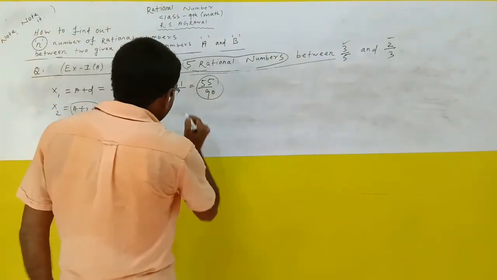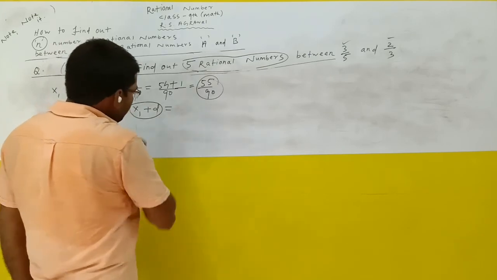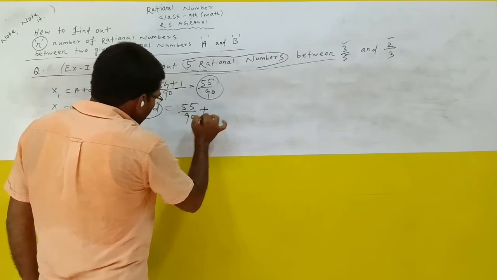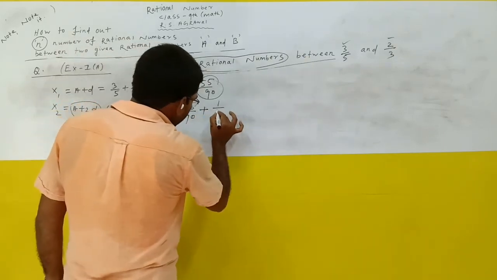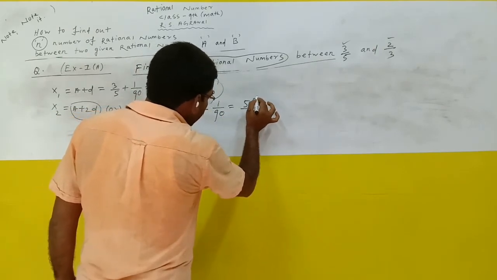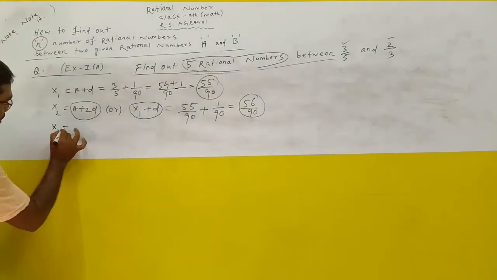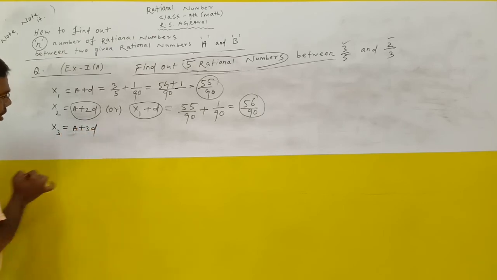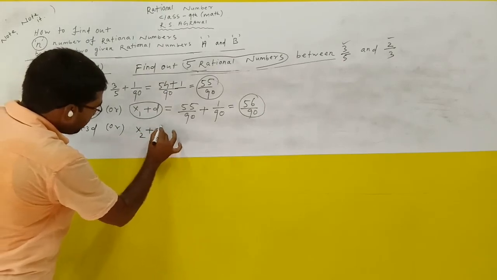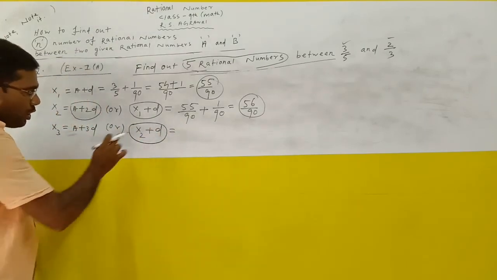So value of x2 will be, suppose you used this formula, then in place of x1 you will put 55 by 90 and value of d equal to 1 by 90. So finally you got 56 by 90, which is your second required rational number. Similarly, x3 equal to a plus 3d, you can use this formula, or you can use x2 plus d. It will be easier for you to use x2 plus d.